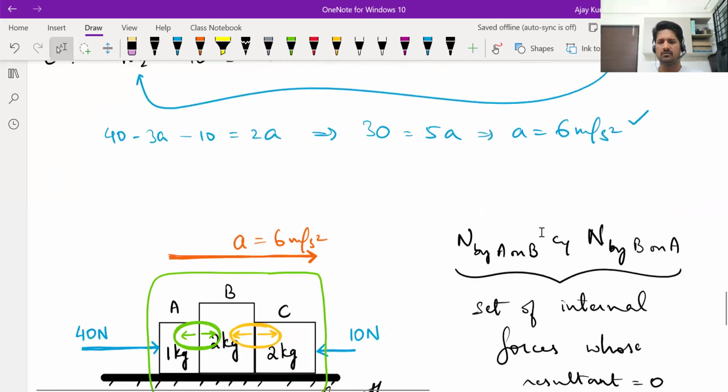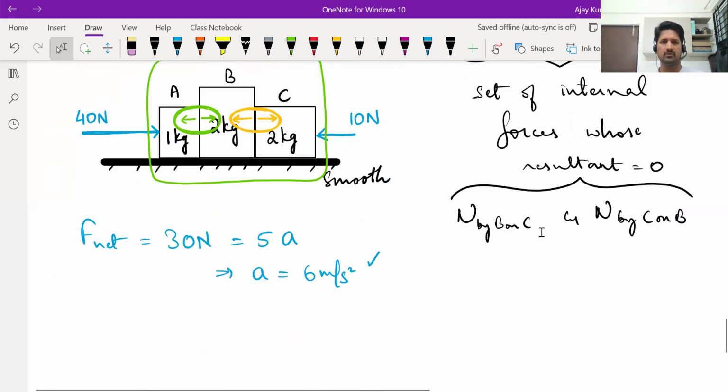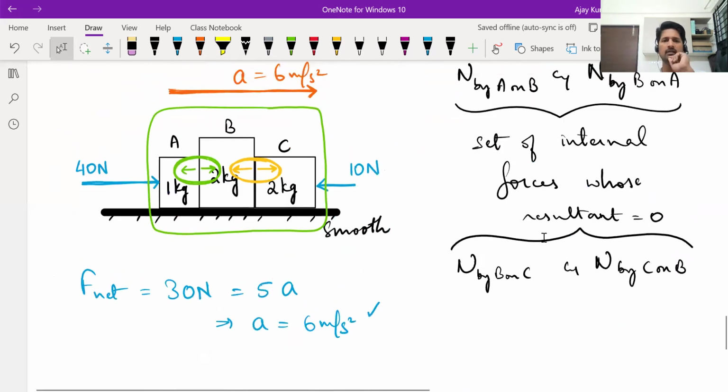Okay, so we'll stop here for today. We don't have time to start discussing friction. Make sure you solve the worksheet that I sent yesterday, all of you. And tomorrow I'll send you one more worksheet based on questions like this. Okay, 3 or 4 blocks connected by strings or pushing each other. Okay, maybe a combination of both also. Fine. Thank you all. We'll continue in the next class.